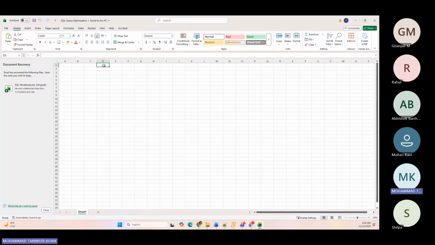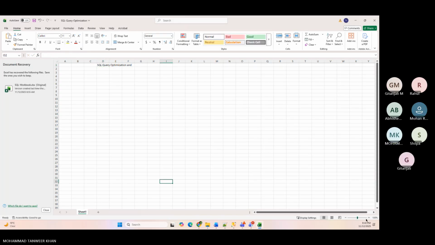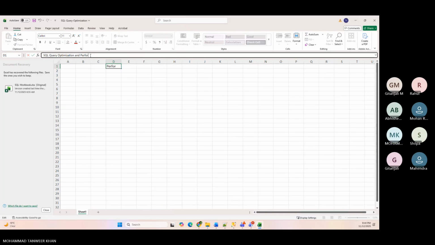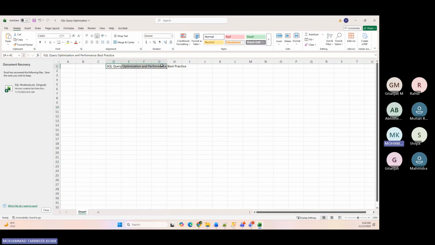So today's ad hoc session will discuss SQL query optimization, and let me zoom it, and performance best practice. This was the topic of today's session.